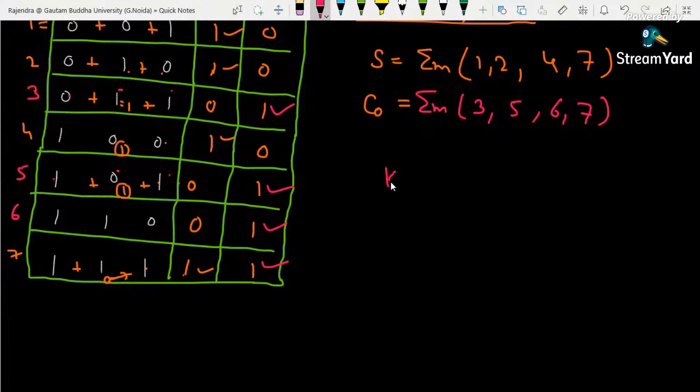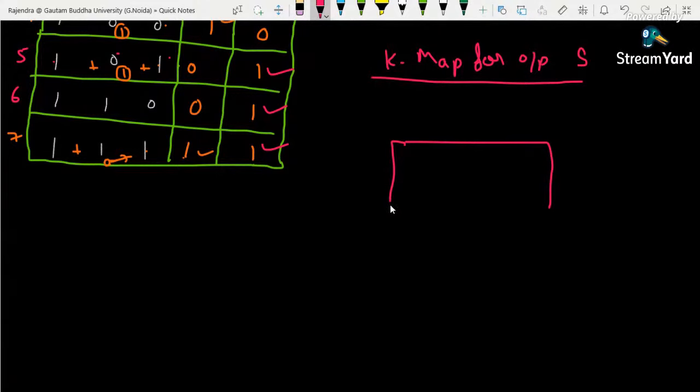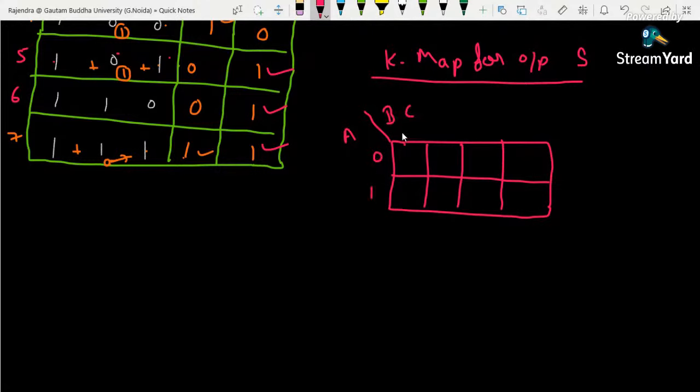So first, the K-map for output S. What size of K-map will we choose? In this problem we have 3 inputs, so the size of the K-map will be 2 to the power 3 cells. That means we will choose an 8 cells K-map. So I'm taking an 8 cells K-map 0, 1, 0, 0, 0, 1, 1, 1.